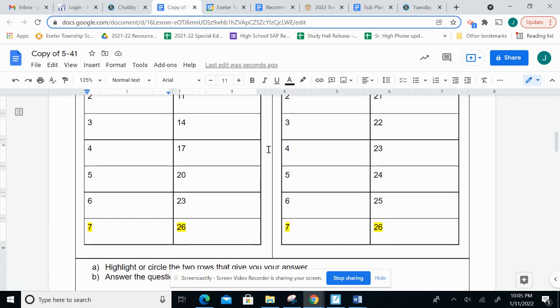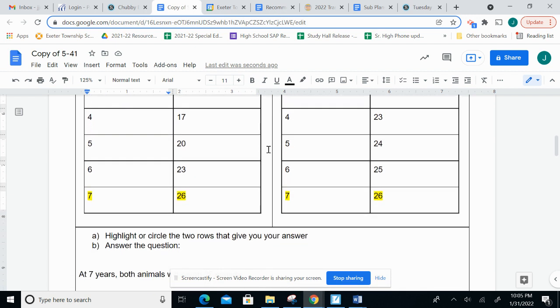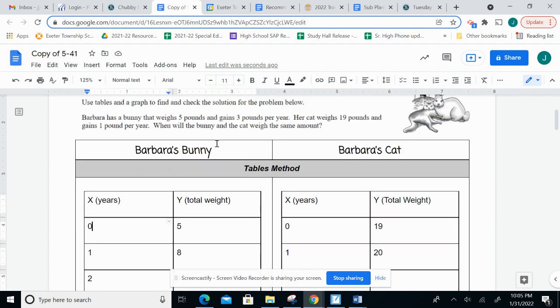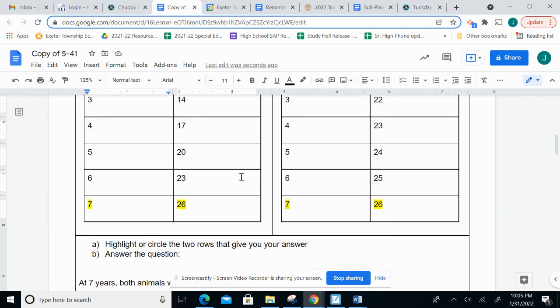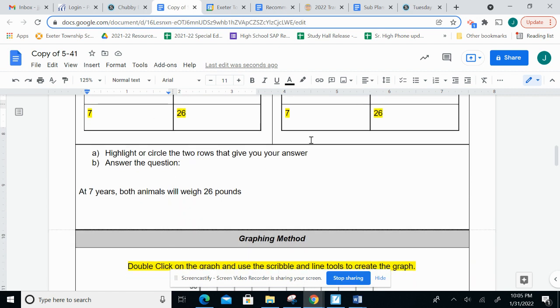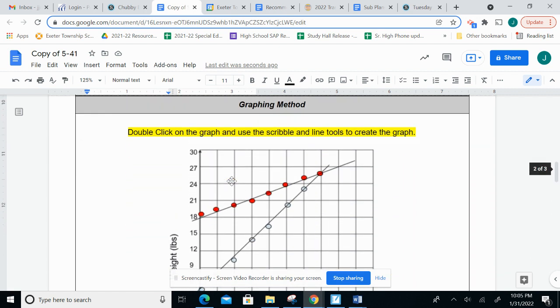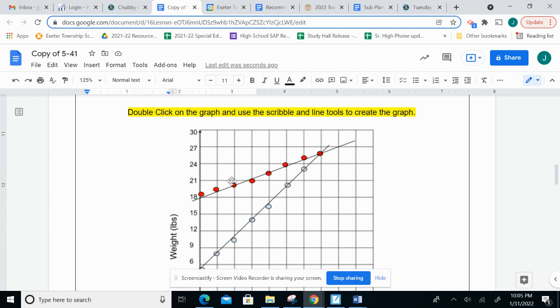But eventually it does meet. The bunny catches up, and the question that you want to answer is, well, when will the bunny and the cat weigh the same? Well, 7 years, 26 pounds. And this answer should hold through everything. But make sure to write that, and highlight the row where they meet. Now, 7 years, 26 pounds, this is where they should meet.